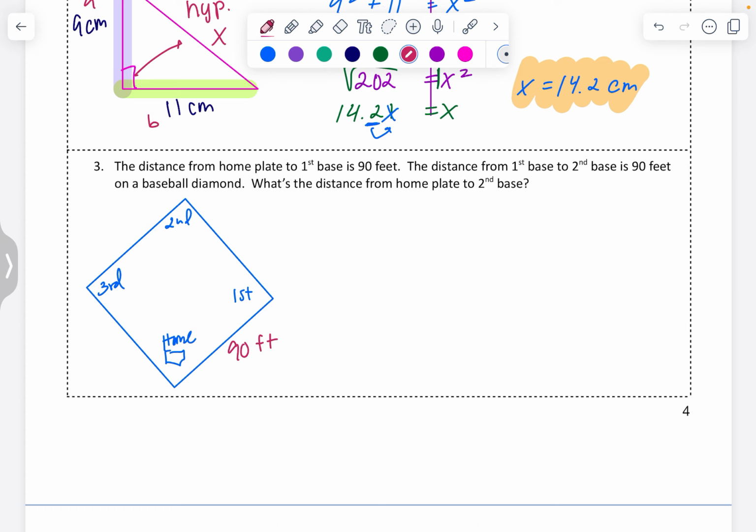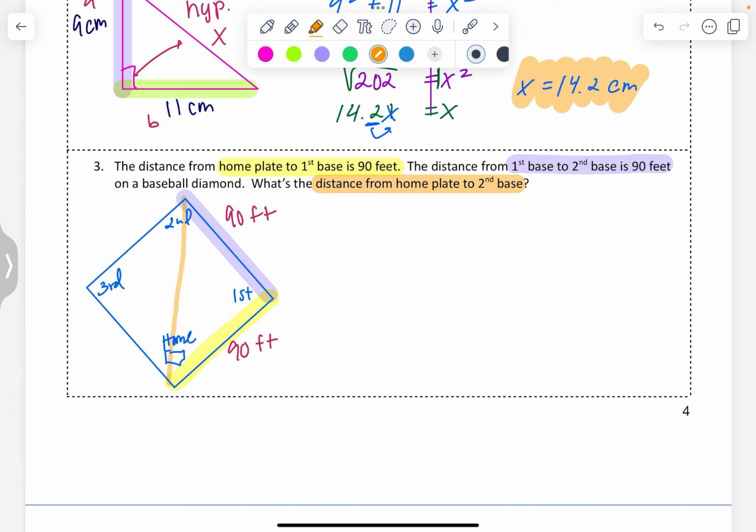The distance from home plate to first base is 90 feet, so there's 90 feet. The distance from first base to second base is 90 feet. It's asking us what is the distance from home base to second base. So I'm looking for this distance right there. Let's call that X. Guys, baseball fields, they are squares. So squares have 4 90-degree angles, okay?